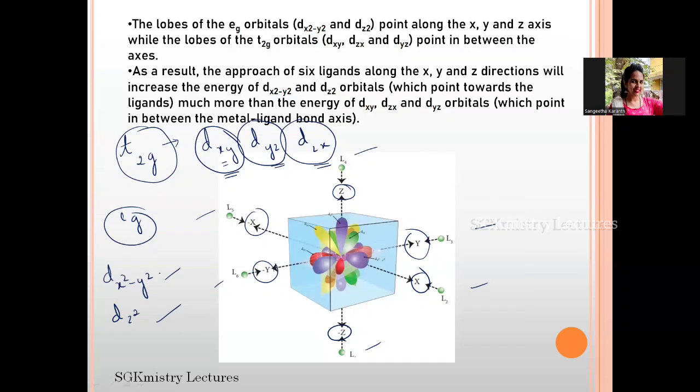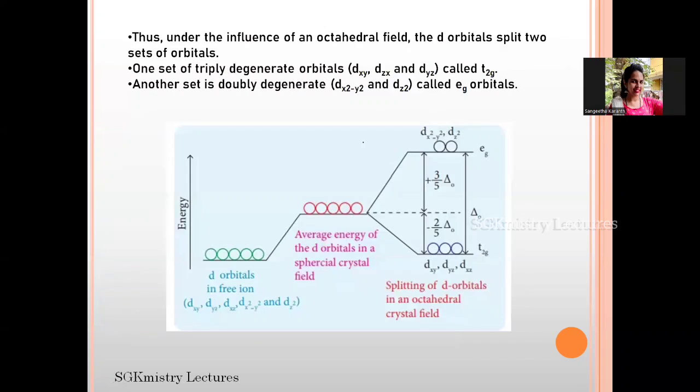So of course, these orbitals will have more energy now because the ligands are approaching. There will be repulsion between the negative charges, the electrons of the ligands as well as the electrons that are present in these orbitals. So of course, these orbitals will have higher energy in the presence of ligands. Whereas these orbitals, which are oriented in between the axes, will have lower energy. So now let us look into how these d orbitals will split in the presence of an octahedral field, to be more precise.